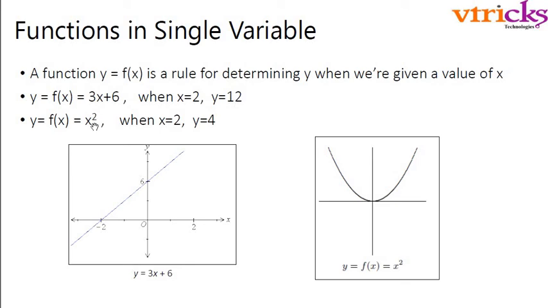Similarly, let's consider example of another function. Here f(x) is equal to x square. This is the graph, a parabola, which represents f(x) is equal to x square. Here too, we see that when x is 0, y is 0. And for any other value of x, we can just put the value of x in the function and get a corresponding value of y. So when x is 2, y is 2 square, which is 4.